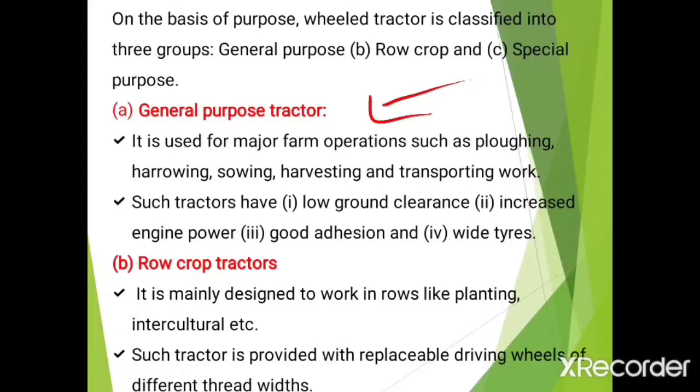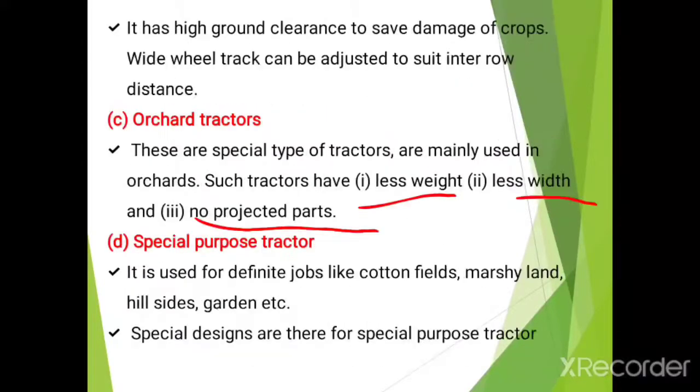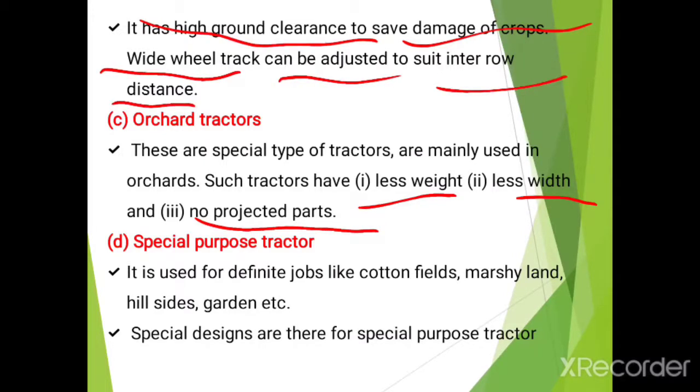Then after that, row crop tractors. They are mainly designed to work in rows, like planting and intercultural operations, so they are called row crop tractors. Such a tractor is provided with replaceable driving wheels of different tread width. Row crop tractors have a high ground clearance to save the crops from damage. Also, the wheel track can be adjusted to suit the inter-row distances. So according to the inter-row distance we can adjust the tractor wheels.